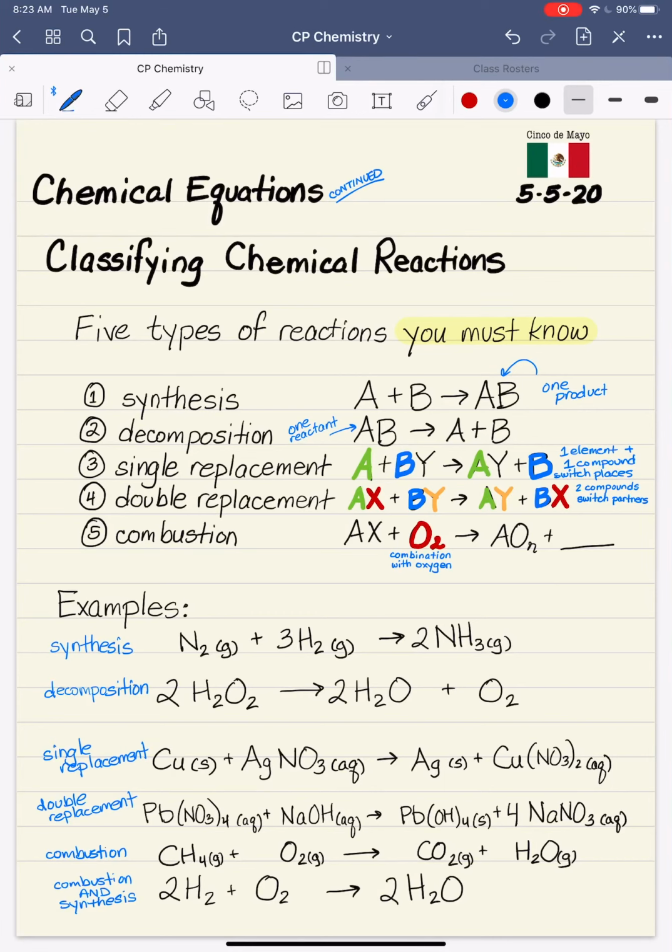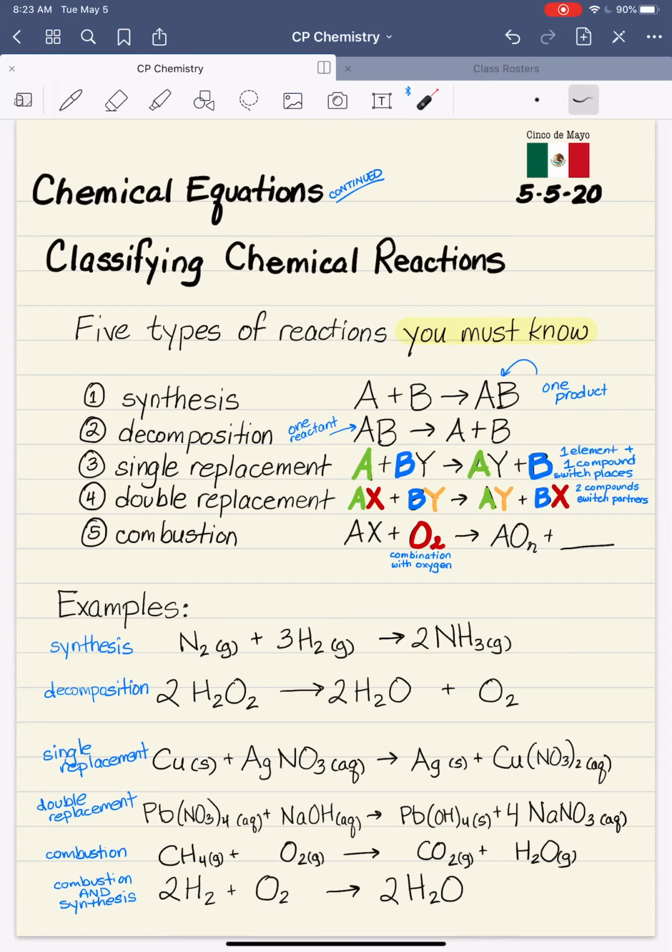Feliz Cinco de Mayo. All right, today what we're going to be talking about is classifying chemical reactions. In other words, being able to look at a chemical reaction and tell which of the 5 types you need to know they are. So, without further hesitation, let's go through them.